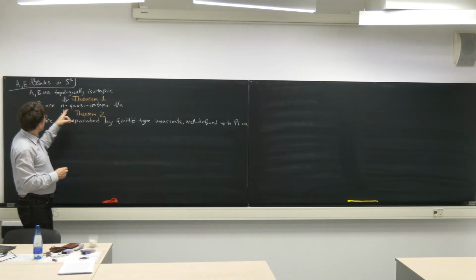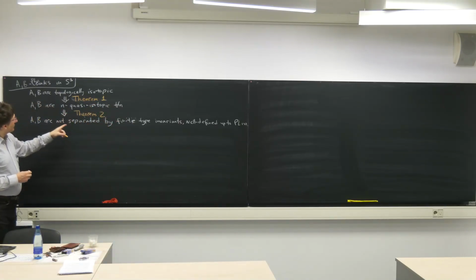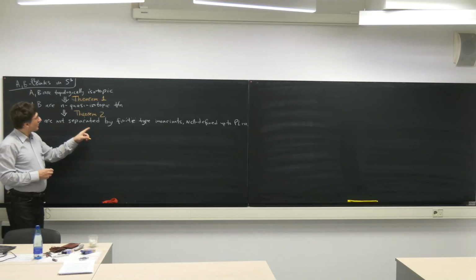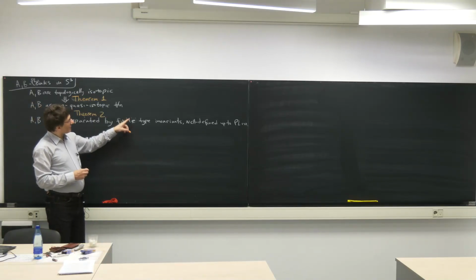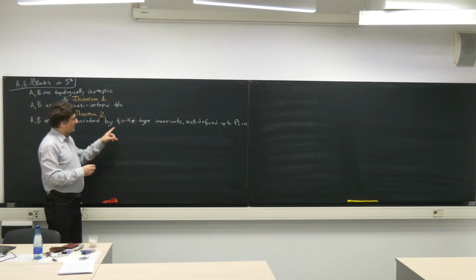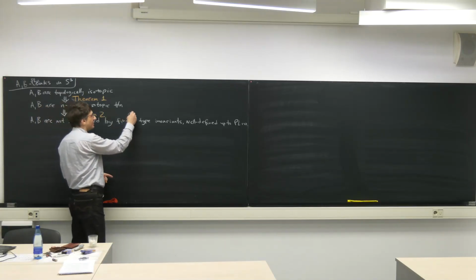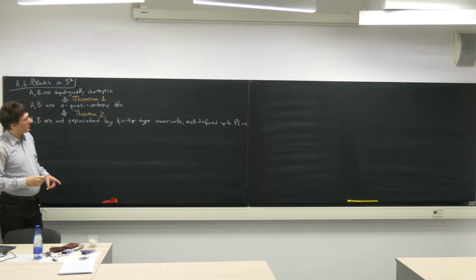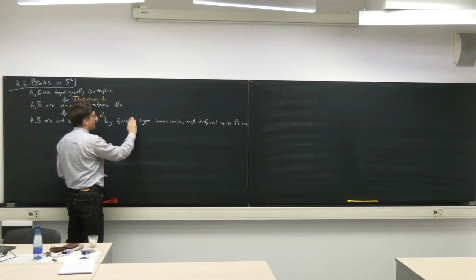And theorem 2 said that if A and B are n quasi-isotopic, then A and B are not separated by colored finite type invariants, not just usual but also colored. But today we are not going to use this, so let me not write it even.